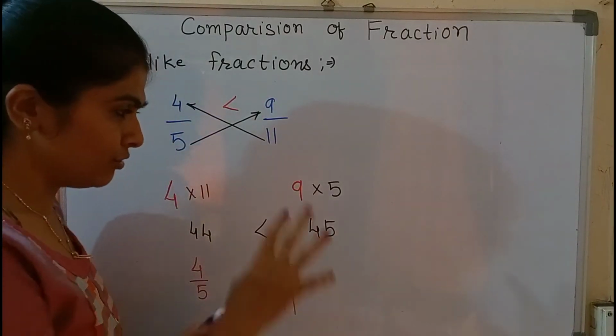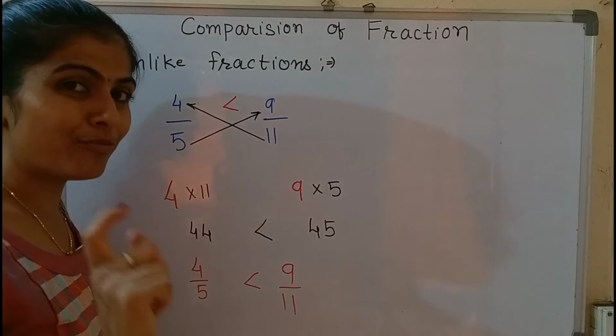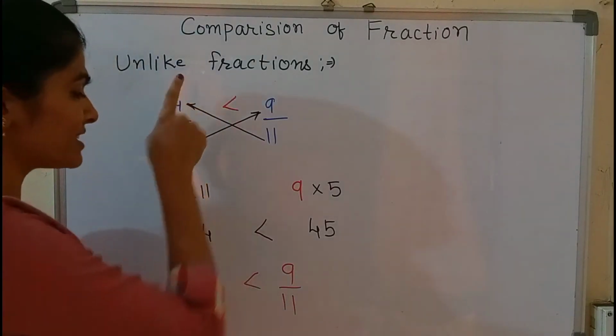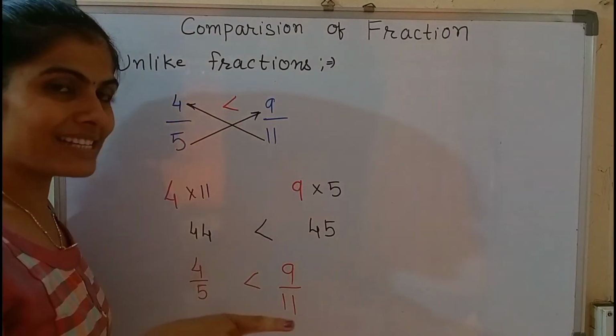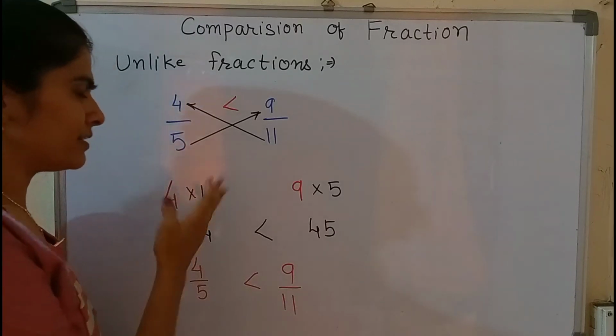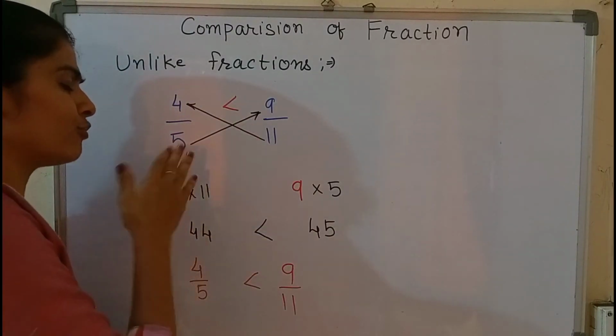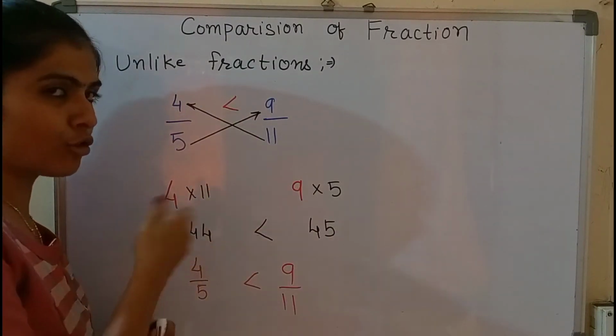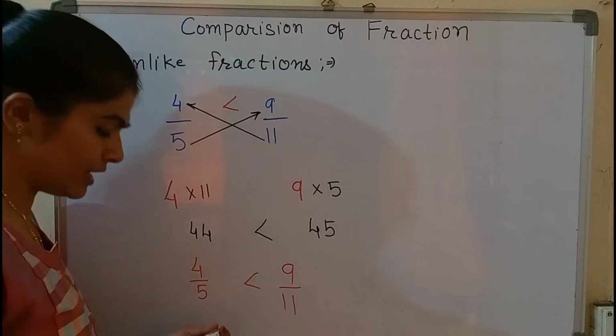Okay, so what do we need to do? We need to do cross multiplication. But friends, please keep in mind, you must write numerators as they are, and just cross multiply the denominators. If you do it the inverse way, like writing the denominators as they are and cross multiplying the numerators, your answer would be wrong.